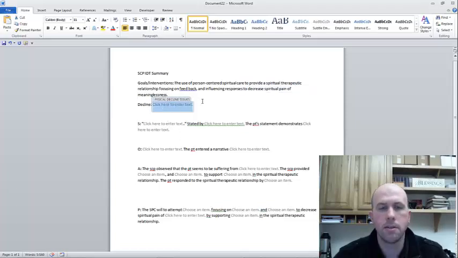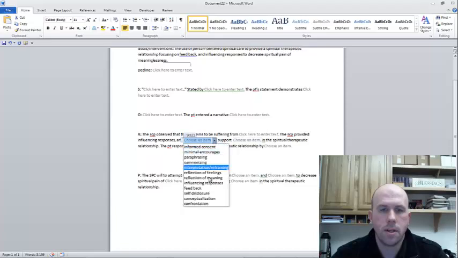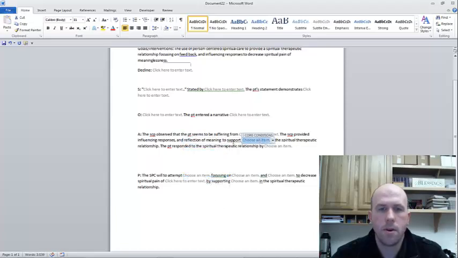All the different parts that you need to fill in are right there for you. So it's important to know, when we're talking about skills, I do a couple of times have that built in so that if you need to choose a skill, you have that option. So here again, you can choose another skill, choose another skill here, and then in the A portion, notice it says the spiritual care provider provided influencing responses and reflection of meaning to support, and then you're going to choose one of the core conditions.